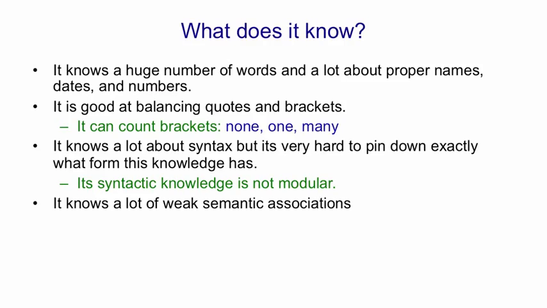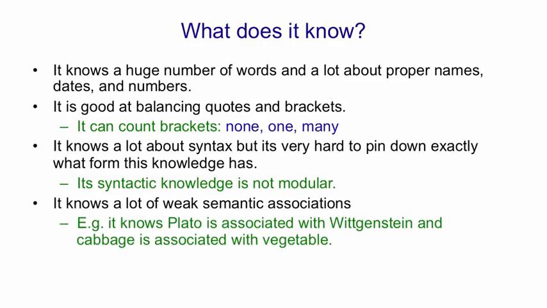It knows a lot of weak semantic associations. So, for example, it only ever produced the word Wittgenstein once, and it produced that soon after producing the word Plato. So it knows that Plato and Wittgenstein are associated. Well, that's a pretty good assumption. It clearly knows that cabbage is associated with vegetable. It doesn't know much about the precise ways in which these things are associated. People are like that too, if you get them to respond very fast.